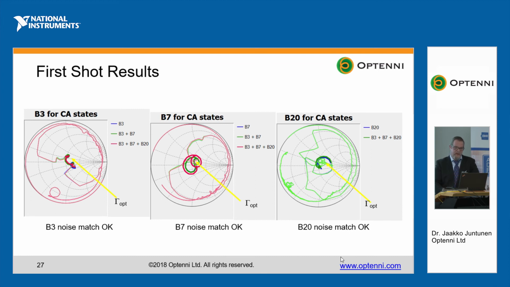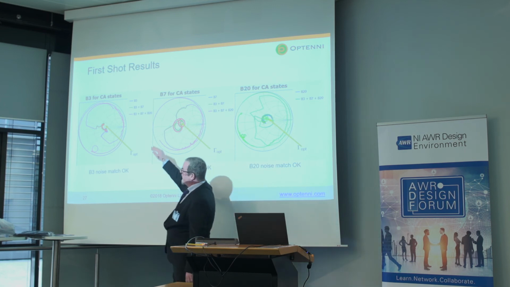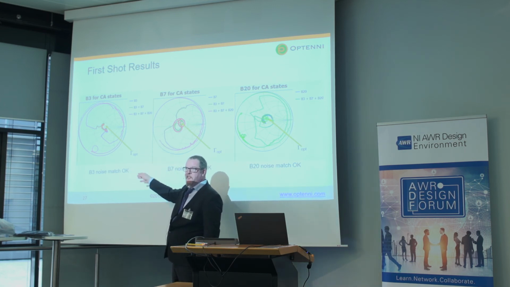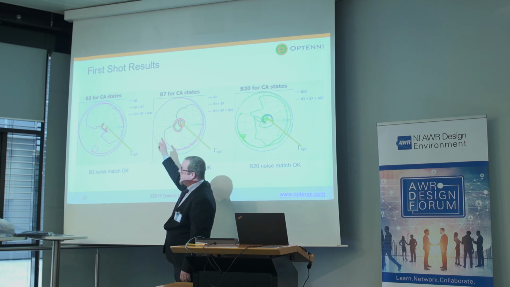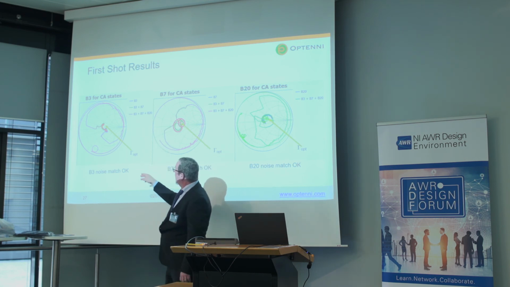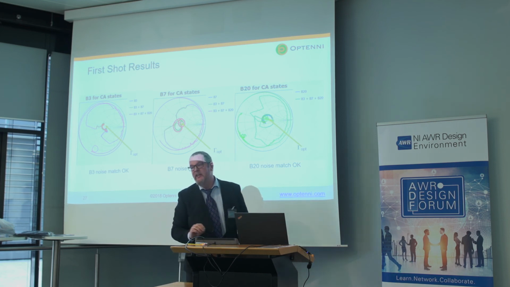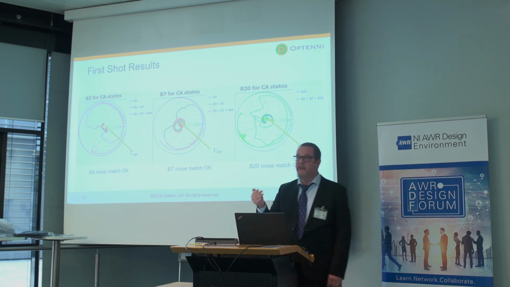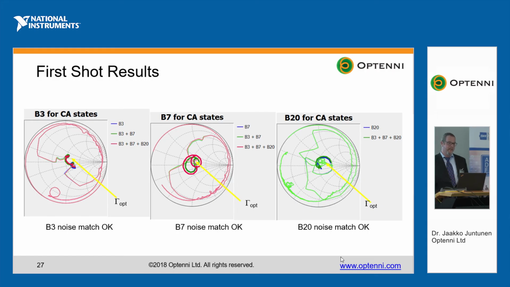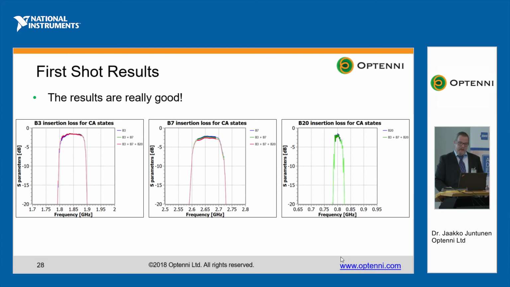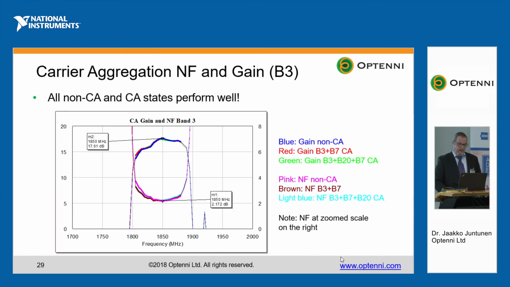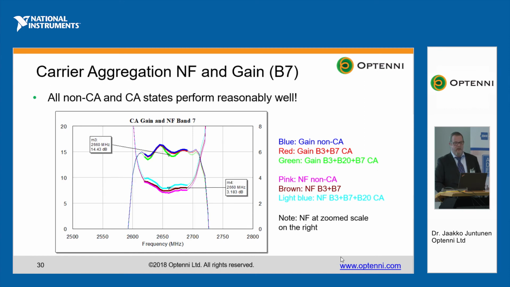We get the noise match pretty good. So in this graph, for example, we have the 3 different carrier aggregation states. No carrier aggregation in blue, B3 and B7 in green, and in red, all 3 together. And almost intact, almost insensitive from the LNA perspective, which means the LNA is well matched, irrespective of the switch state. And the insertion loss, also pretty good. So nothing as catastrophic as we saw before. And gain, more or less the same conclusion.